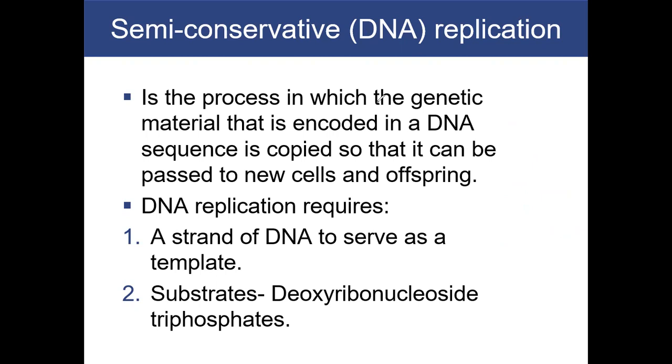Now, DNA replication requires several things in order to occur. And the first of these is a strand of DNA that will serve as a template. And as you saw in my little attempt to make an illustration just now, there are two strands that it separates, and then both of those strands serve as the templates. So in addition to the strand, it needs substrates, and we call these substrates deoxyribonucleoside triphosphate.